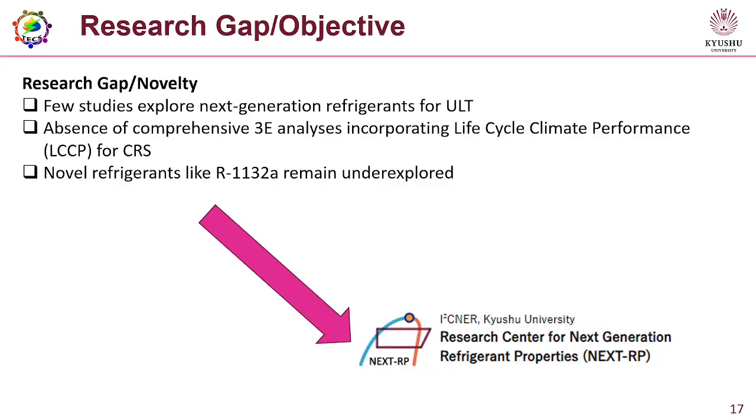When I started, there were very few studies that explored the next generation refrigerants for ultra low temperature refrigeration, and there was absence of comprehensive 3E analysis which incorporate the life cycle climate performance, that is LCCP, for cascade refrigeration systems. Also, R1132A was used for the first time, and its Span-Wagner equation of state was used with the help of our collaboration with NextRip, which is the main novelty of our work.